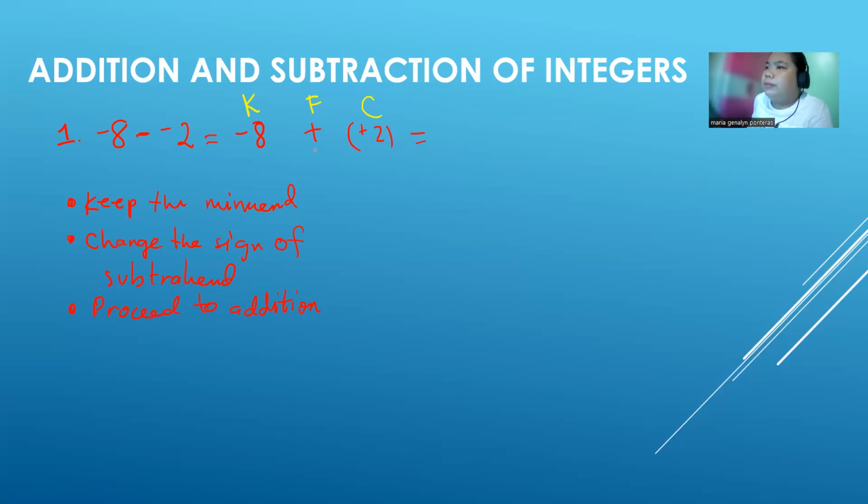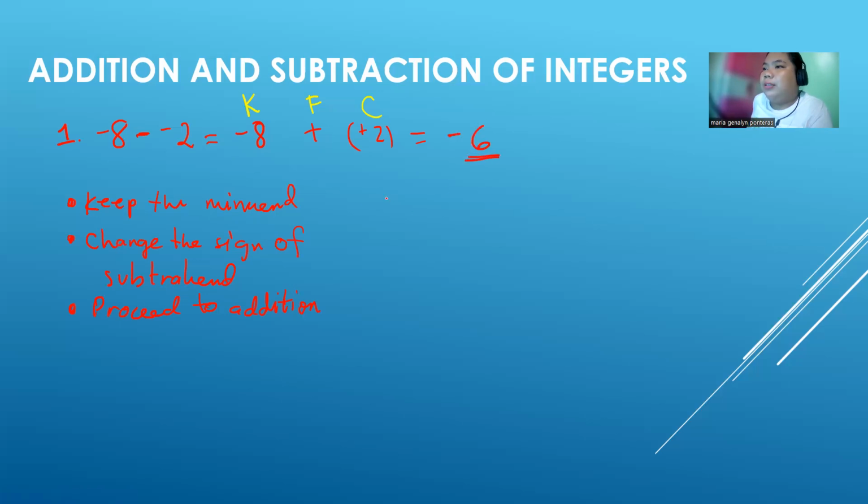After you change the subtrahend, after niyong i-rewrite ang subtraction sentence into addition sentence, you can now proceed. So negative 8 plus positive 2. We apply the rules now in addition because the sentence is now in addition. So that is negative 6.